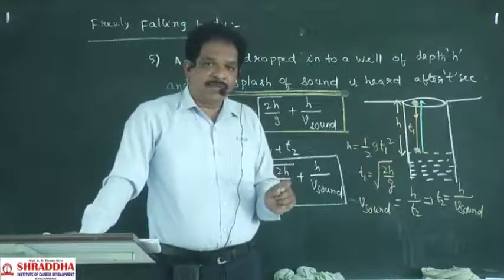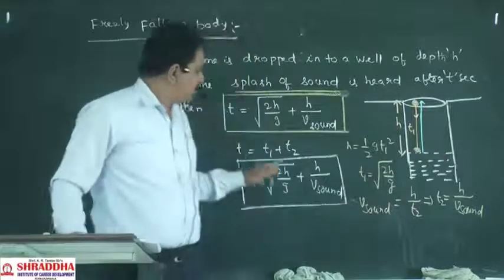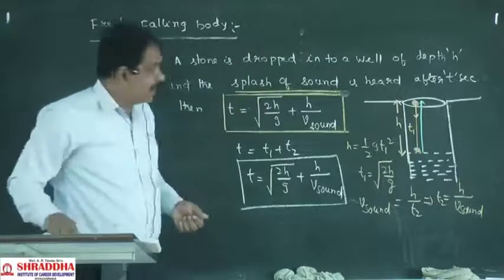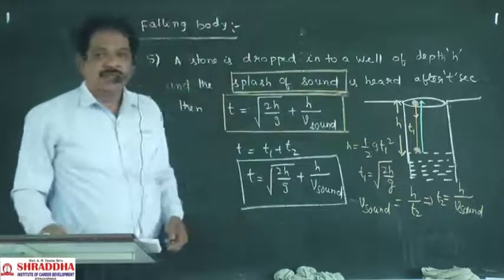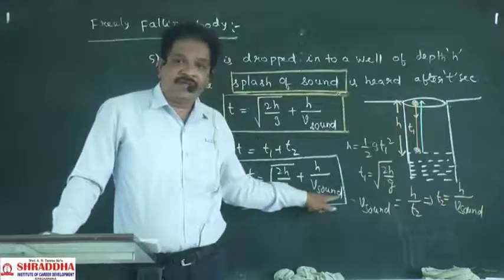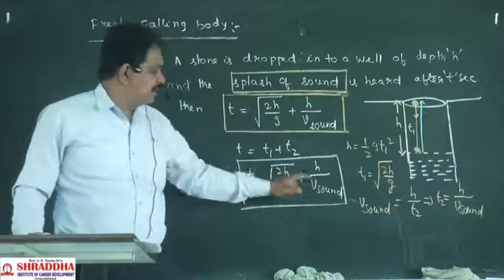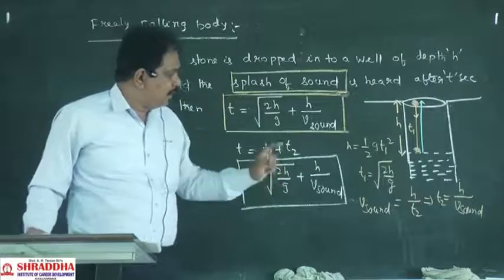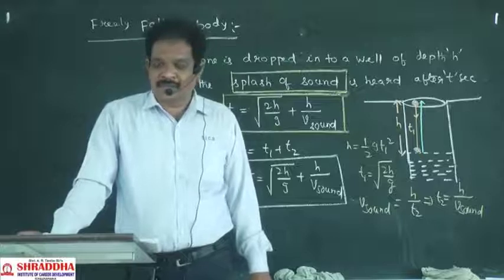When you apply this formula, remember that the time taken by the stone to reach the water surface is just this only. But they will mention in the problem that the splash of sound is heard after t seconds. Find the depth of the well or find the velocity of sound in air. They will ask for this h or this V sound. You have to use this formula in that case: root 2h by g plus h by V sound.